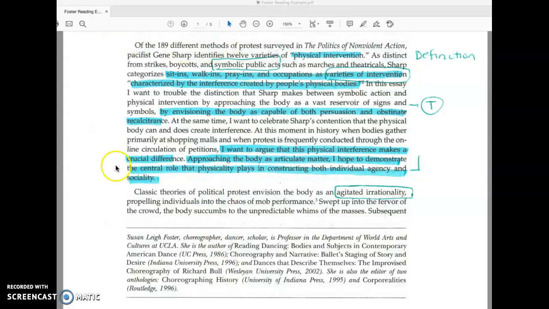If you're looking at the first paragraph here, you can see that I have both blue highlights as well as green written words. You may have in the past learned different ways of annotating with different symbols. These are my symbols. You feel free to use them or to take an approach of your own. I use, again, the blue highlighting marker to draw my eye back to different parts that I think are main ideas, right? Physical intervention, sit-ins, walk-ins, pray-ins, envisioning the body. I want to argue this.